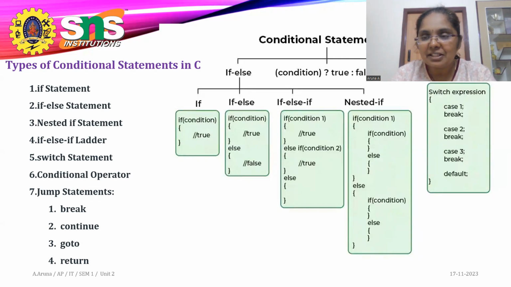The next thing is the switch case, how, based on the situation, we can choose the cases. A main example is all the menus and how we can display them. For that particular thing, we go for a switch statement. So these are the basic conditional statements available in the C language.